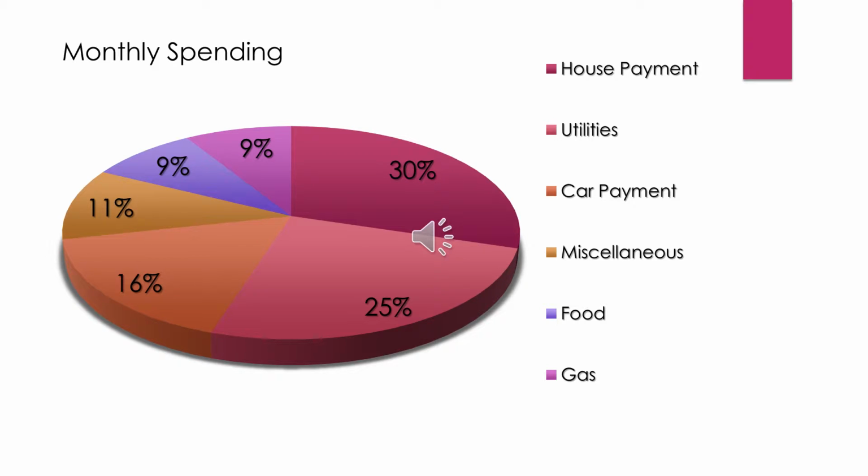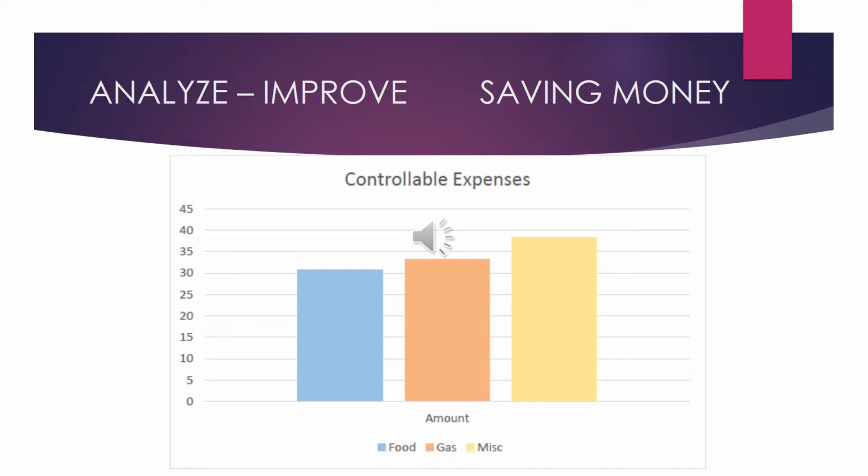Miscellaneous will cover things such as entertainment, or anything that would be an unforeseen expense. We also have our food and our gas categories. The last three again are our controlled spending categories, and those are the areas that I use further in the improve and analyze phase. Again, the controlled spending categories are pretty equal, but we also feel like they could be further controlled.